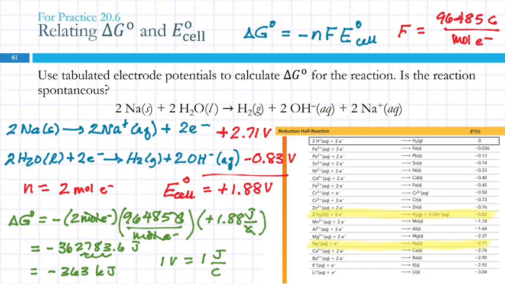Any questions? So we calculated delta G. And the other question, is the reaction spontaneous? Delta G is negative, so it's spontaneous.